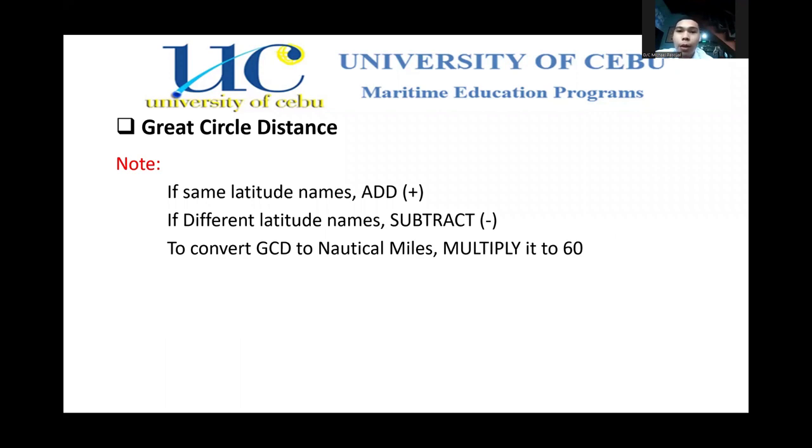So here's the rule. If same latitude names, we'll add. If different latitude names, we'll subtract. To convert GCD to nautical miles, multiply it by 60.